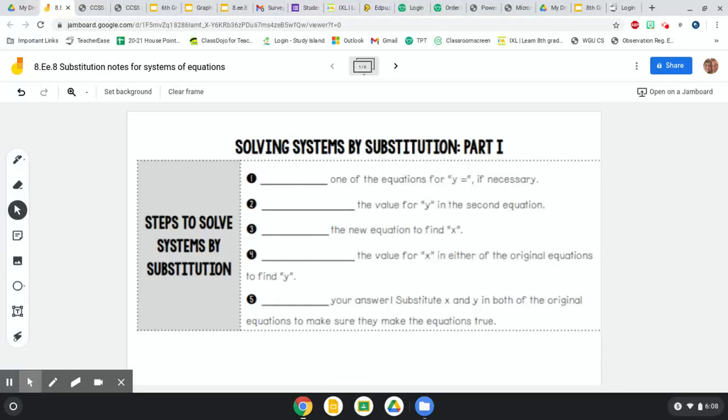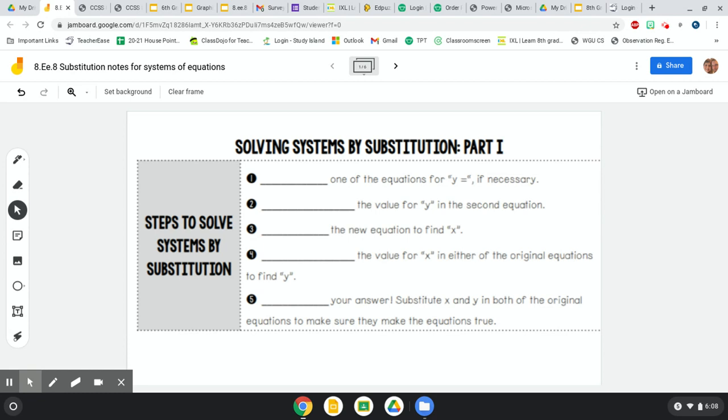So last week you guys worked on solving systems by graphing. This week you are going to be working on the second strategy called substitution, and it's exactly how it sounds. Substitution is I'm just replacing something, I'm substituting something in order to solve for the x and y values that solves the system of equations.